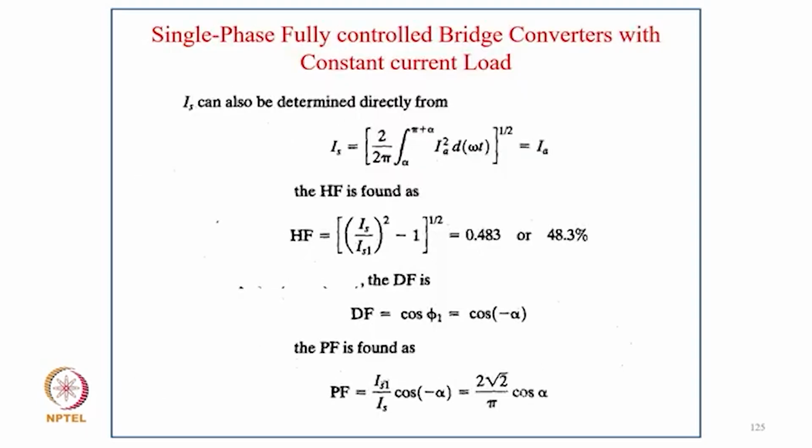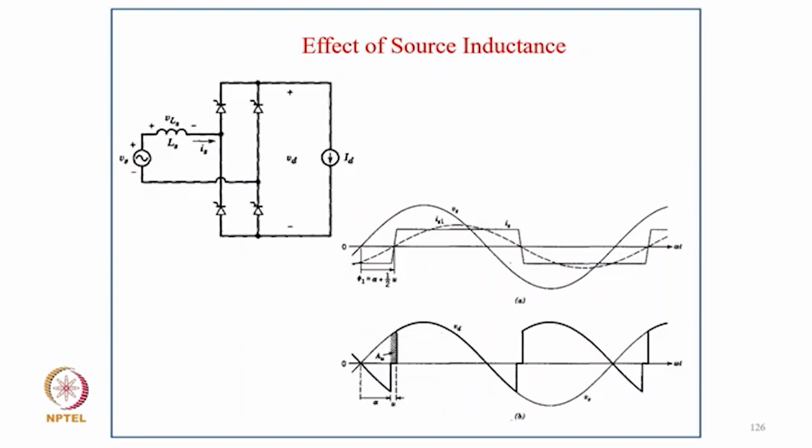So Is can be determined directly from Is equal to (2/2π ∫ from α to 2π+α of I² dωt)^(1/2), that is Id. Harmonic factor is ((Is/Is1)² − 1)^(1/2), that is 0.483 or 48.3%, and displacement factor is equal to cos φ1, that is cos(−α), and power factor is Is1/Is times cos(−α), that is 2√2/π times cos α.